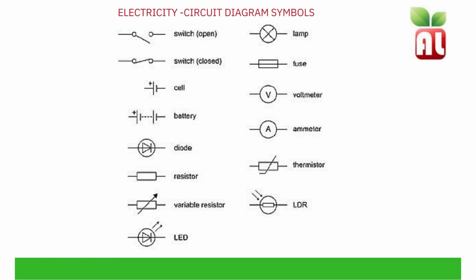A diode, a resistor, a variable resistor, a thermistor, a light-dependent resistor. Anything that is a resistor you will see has that rectangular box. A lamp, a fuse, a voltmeter which measures the voltage across a particular component. It must be connected in parallel. An ammeter, which measures the current, can be connected in series.